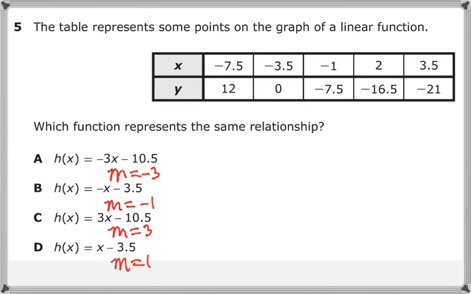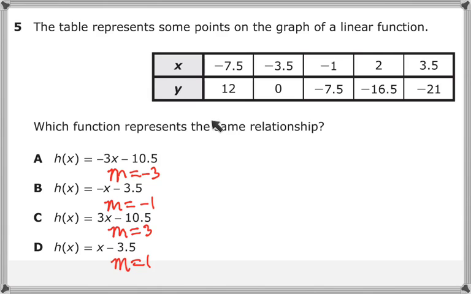So you can see that none of our slopes repeat. They're all unique. That means if we can properly identify our slope, we'll be able to identify the correct answer. So I think that's the fastest way to approach it.